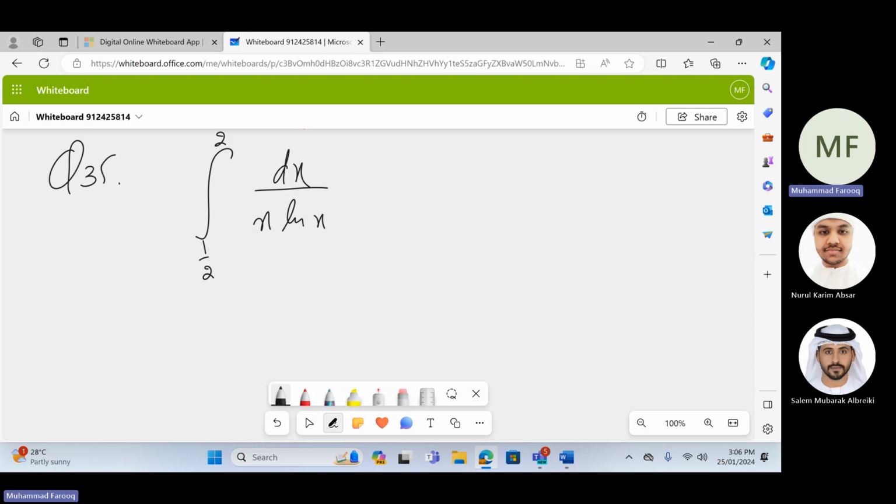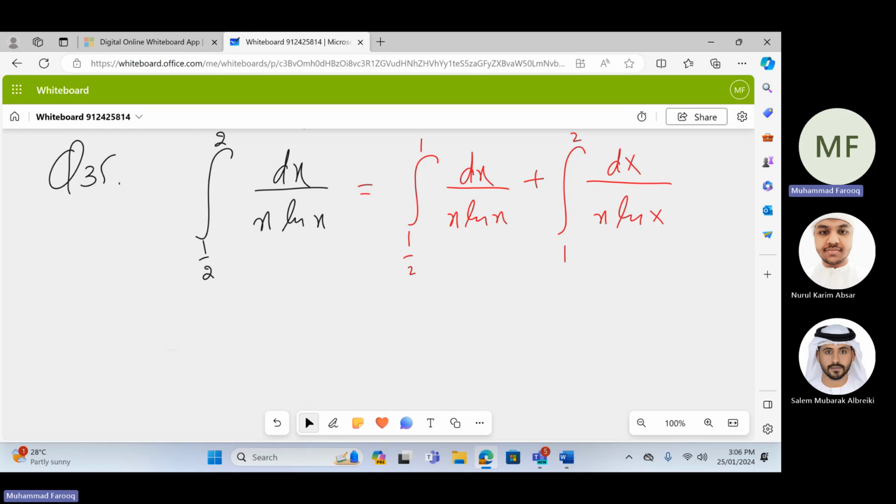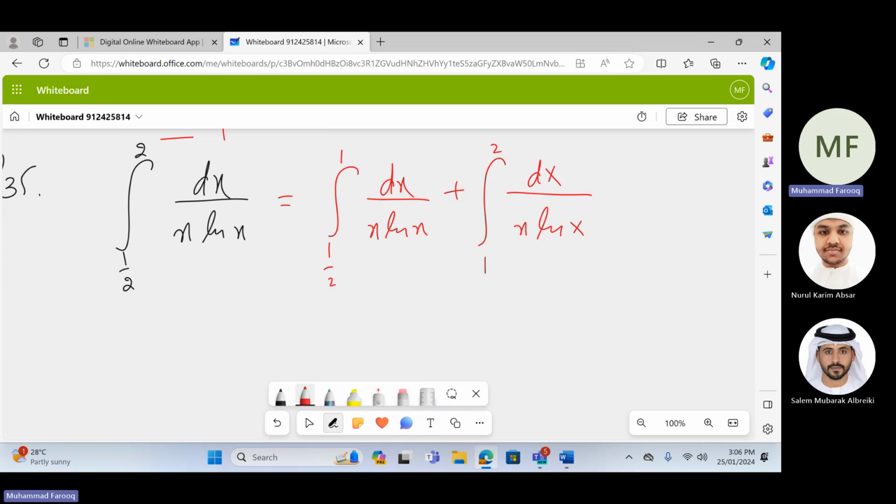So please break this interval at this point, one. Step one: we are breaking this from half to one, and then repeat the same function from one to 2. Now limit as t reaches one. Exactly. So it's very clear now, one is creating the problem, so replace one by t. It's clear? Okay, start now, please.